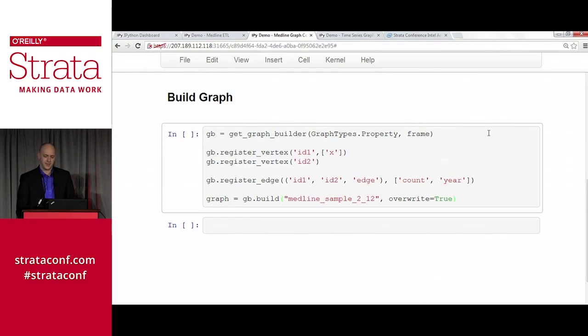But let's do something a little more live. That can take about half an hour or so. Anyway, so here we build the graph. This is using Graph Builder 2.0.